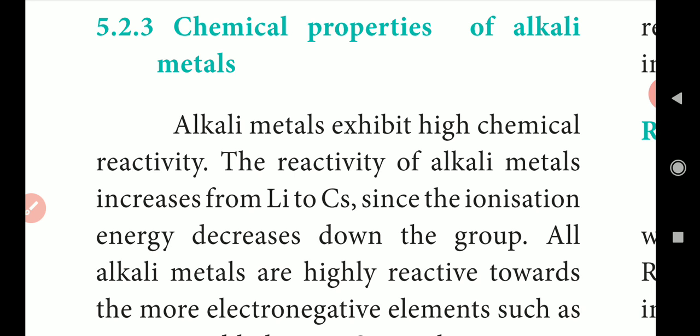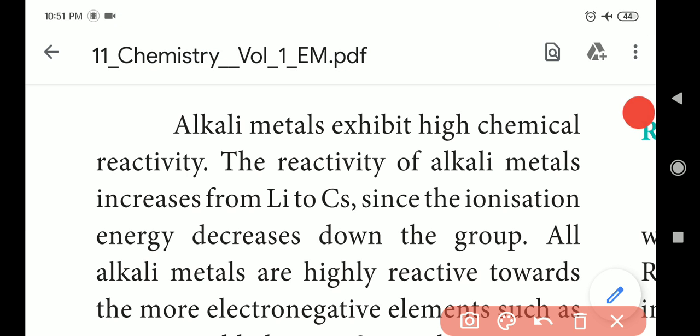These are highly reactive elements. Why? Because they easily lose one electron from the outermost orbital and form the stable electronic configuration of the noble gases. For example, lithium loses one electron from its outermost orbital and attains the helium electronic configuration. Sodium loses one electron from its outermost orbital and attains the neon electronic configuration.